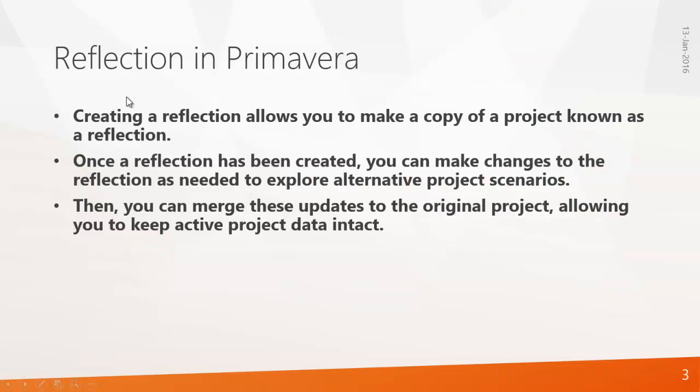So what is reflection? Creating a reflection allows you to make a copy of a project, known as a reflection. Once a reflection has been created, you can make changes to the reflection as needed to explore alternative project scenarios. After making the changes, you can merge these updates to the original project, allowing you to keep project data intact. So let's see how to do this in Primavera.